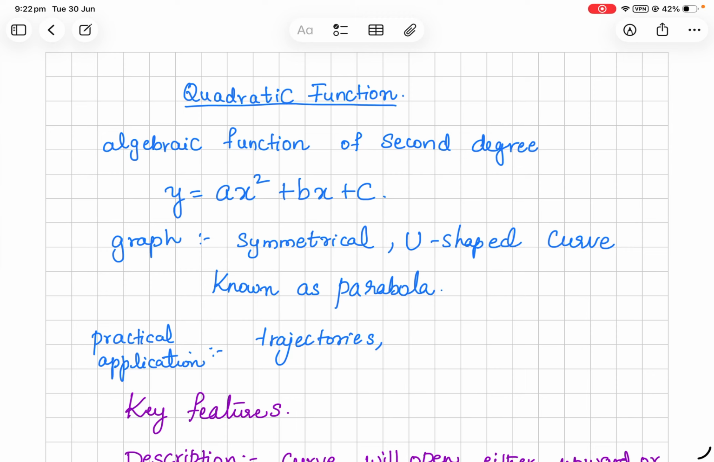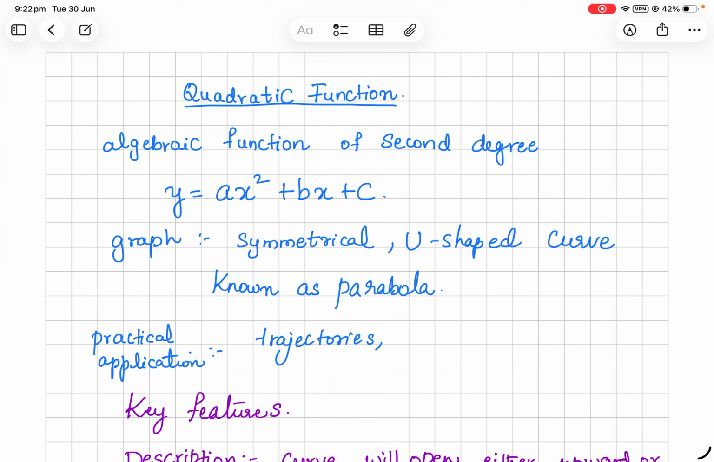Hello everyone. In this video I'm going to talk about what a quadratic function is. It is an algebraic function with the degree, meaning power, of 2. Usually all quadratic equations are written as y equals ax squared plus bx plus c, where a, b, c are nothing but coefficients or numbers. They can be positive or negative, but depending on them the graph of the function changes.